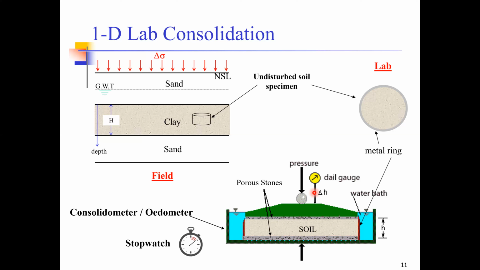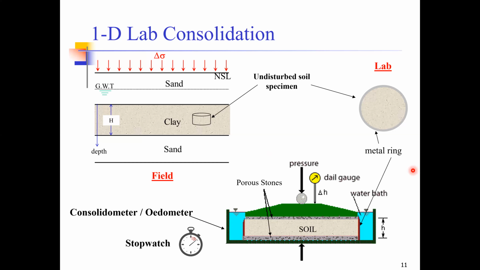Important thing to note is that there are just 3 observations that we are recording during the whole test. What are those 3 observations? The first observation is the applied load. Second observation is the time. And the third observation is the dial gauge reading. So these are the only 3 observations that we are recording. Load, dial gauge reading, and the time interval at which those dial gauge readings are recorded.